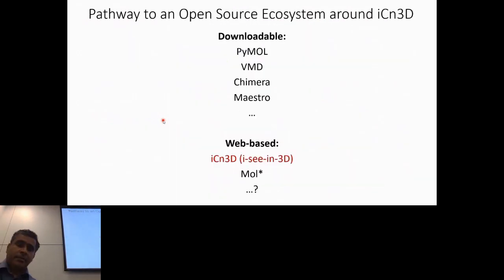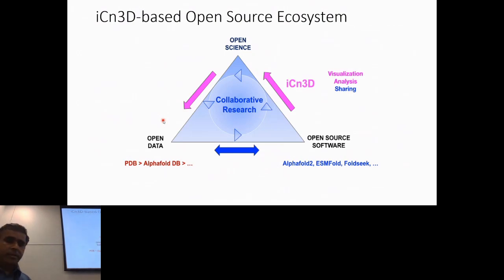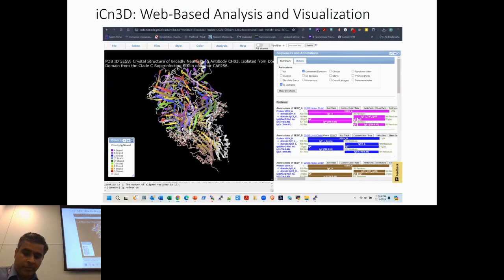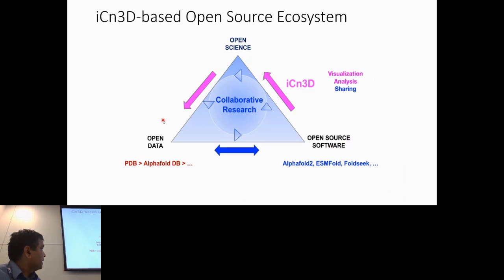Now, obviously, there are a lot of programs available to visualize protein structures. Our lab itself uses PyMol, VMD, and Maestro, but in terms of web-based programs, there are very few out there. iCn3D is one of them, and Molstar. So we'll learn more about iCn3D this afternoon. But what we are trying to do around iCn3D is to create an open source ecosystem that will allow us to do both open science and use open data, and obviously create this open source platform and expand its reach.